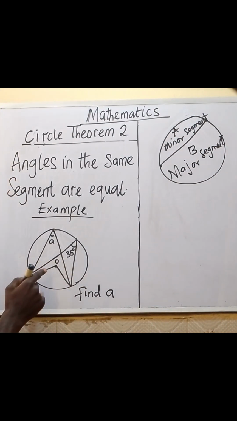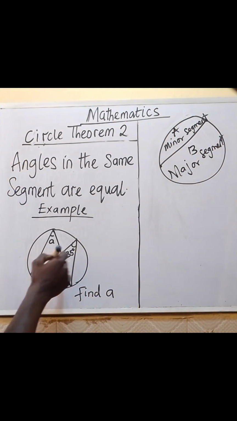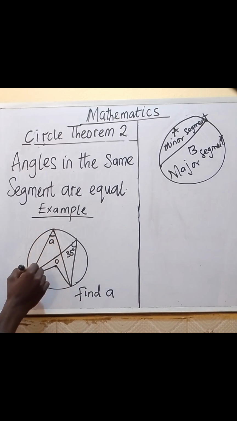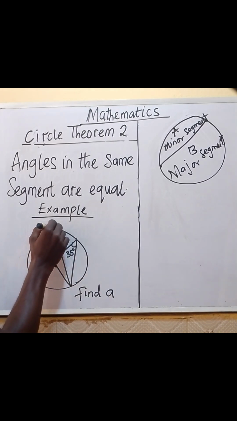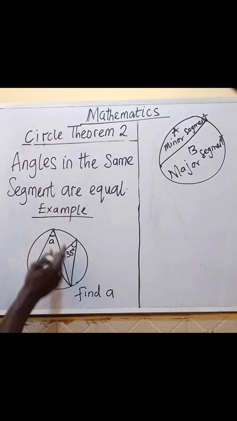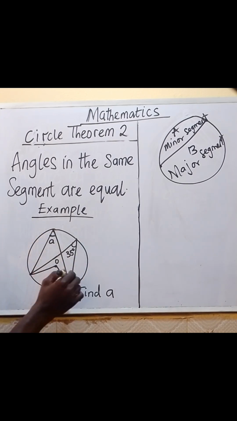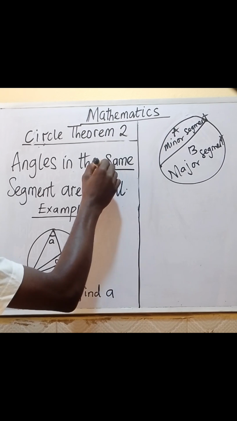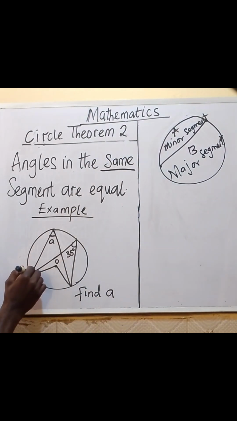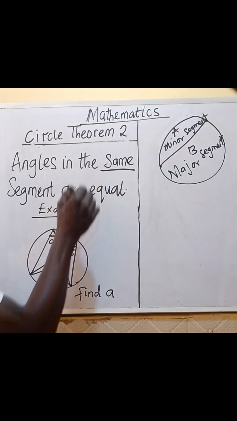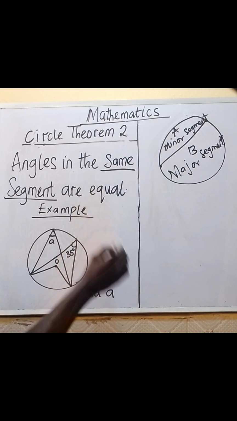So if you look at this very well, you understand that A came from a segment, this line to this line. So this makes it one segment, and also this 35 degree also came from the same segment. So angles in the same, look at it, same. Look at where they are starting from, ending in the same part. Angles in the same segment are equal.